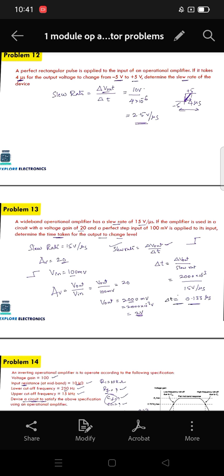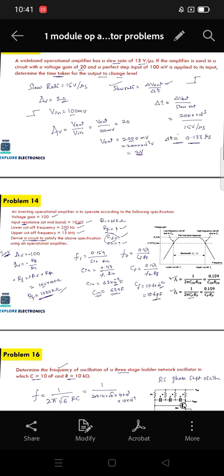Okay. Next, the slew rate is given and Vout is there. We have to find what they asked in the question: the time taken for that output to change the level. Change in the time, that is delta T. Delta T equals Vout by slew rate. Substitute the value of Vout and the slew rate. At last you will get delta T as 0.133 microsecond. Okay, delta T is the change in the time.